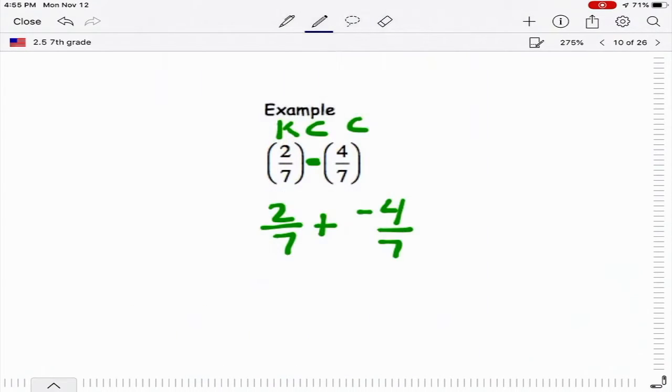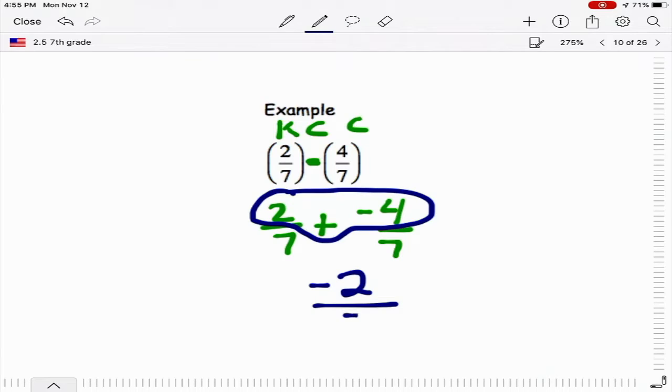Once again, this time I'm going to do it a little bit easier. Here the denominators are the same, so I don't have to worry about the birthday cake method or anything like that. I can just focus on the numerators. 2 plus -4 is going to be -2. Signs are different, so I subtract, and the negative team has more players than the positive team. And I keep my denominator the same. My answer is -2 over 7.